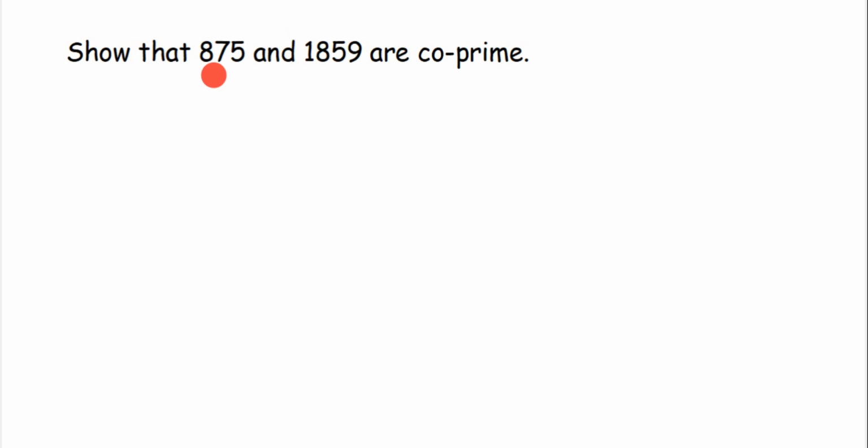Show that 875 and 1859 are coprime. Coprime means when the highest common factor, that is HCF, of two given numbers is 1, we'll say that the numbers are coprime. So here also we have to show that HCF of these two numbers is 1. Then these two numbers will be coprime.